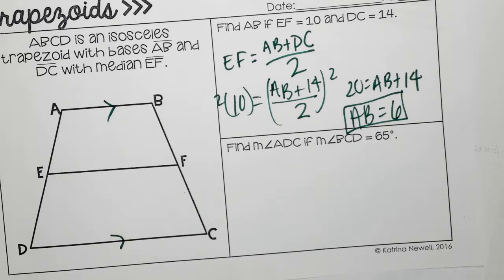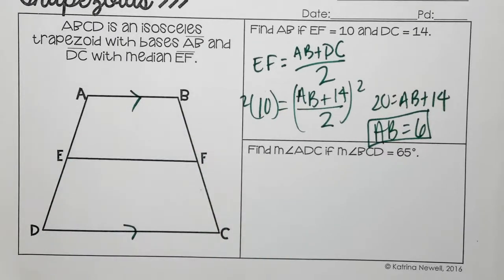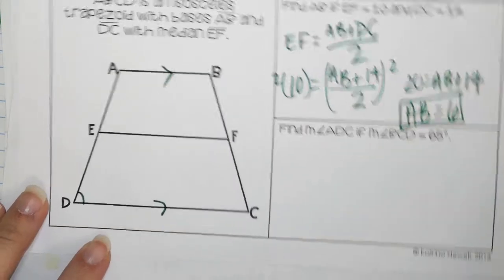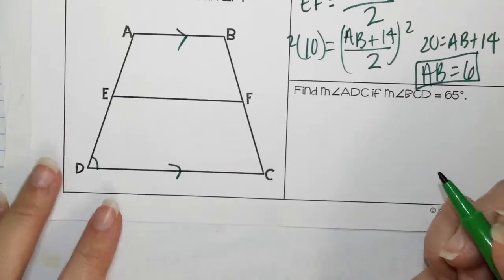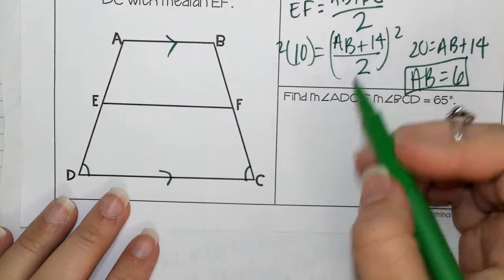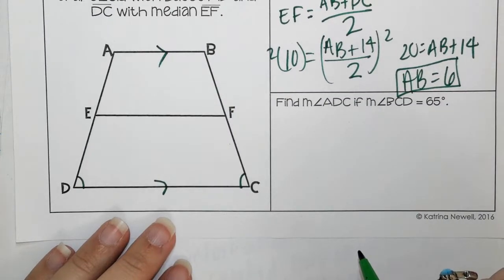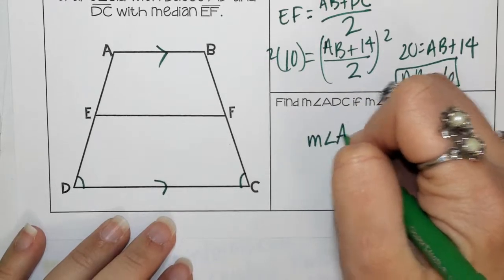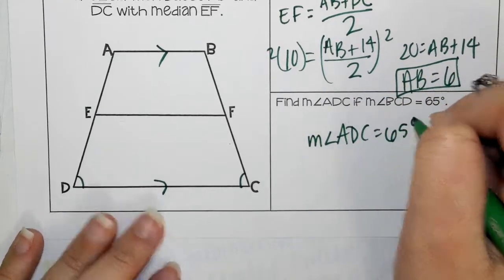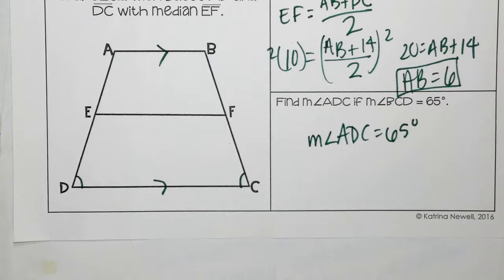Fantastic. Now, what do we know about isosceles trapezoids? We know that AD is congruent to BC, which means what about the angles? Which ones are congruent? So, ADC is congruent to? Alright, and then it tells us to find ACD if BCD is 65. So it equals 65.